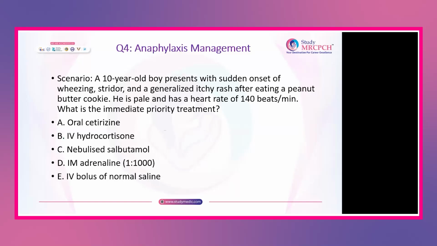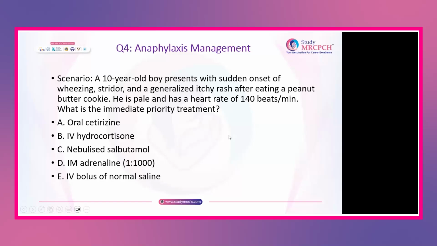The fourth question. A 10-year-old boy presents with sudden onset of wheeze, stridor, and a generalized itchy rash after eating a peanut butter cookie. He is pale and has a heart rate of 140 beats per minute. What is the immediate priority treatment? So here, let's see, this is anaphylaxis going with these symptoms in the child. He had sudden onset of wheeze and stridor. This is evidence of obstruction of the airway.